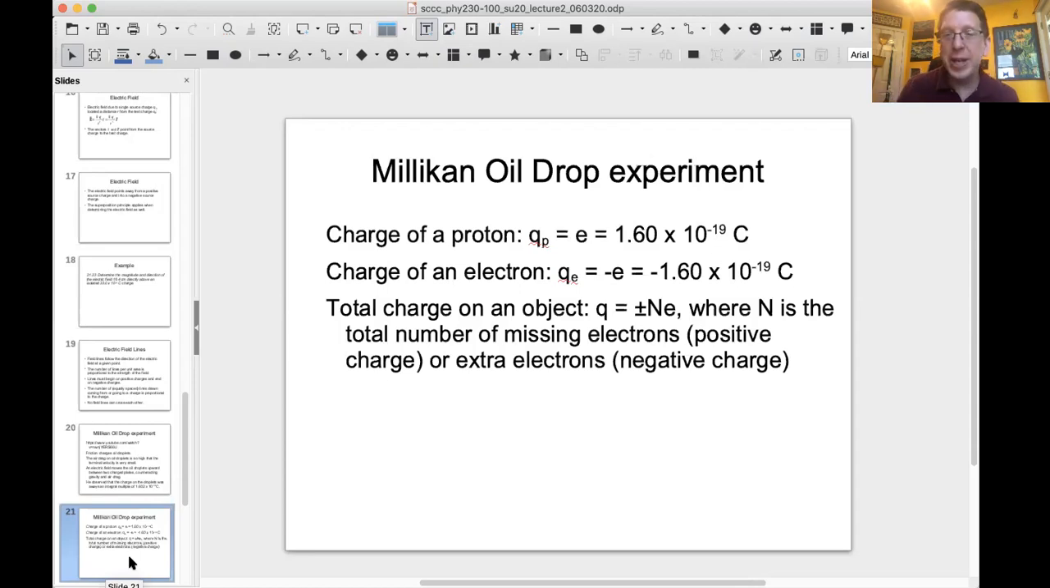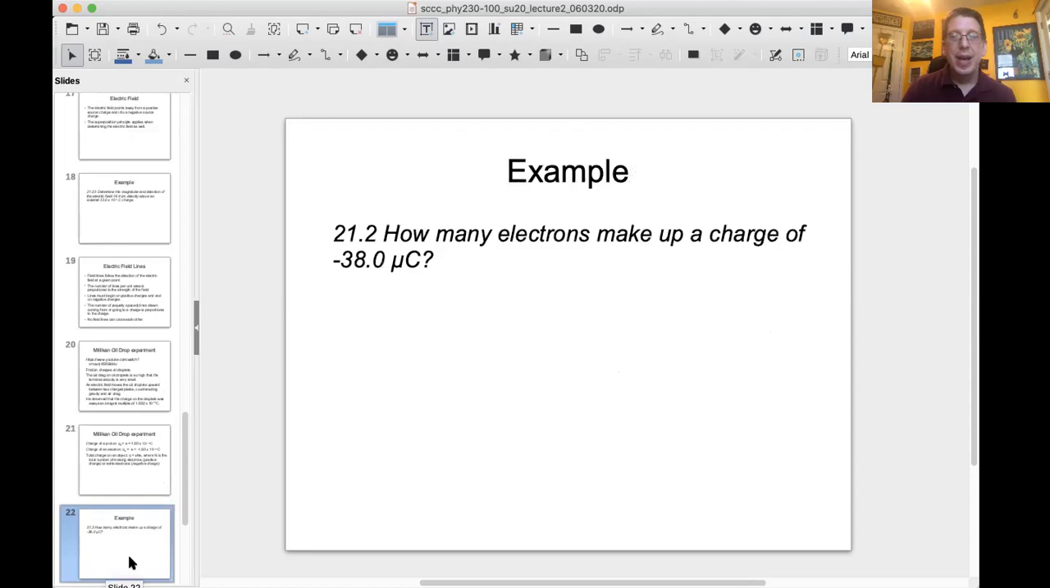So that's a very important fundamental constant. E is equal to 1.60 times 10 to the negative 19 coulombs. And so, outside of high energy particle accelerator collisions, that's the smallest charge you can get. So let's do an example. How many electrons make up a charge of negative 38.0 microcoulombs?